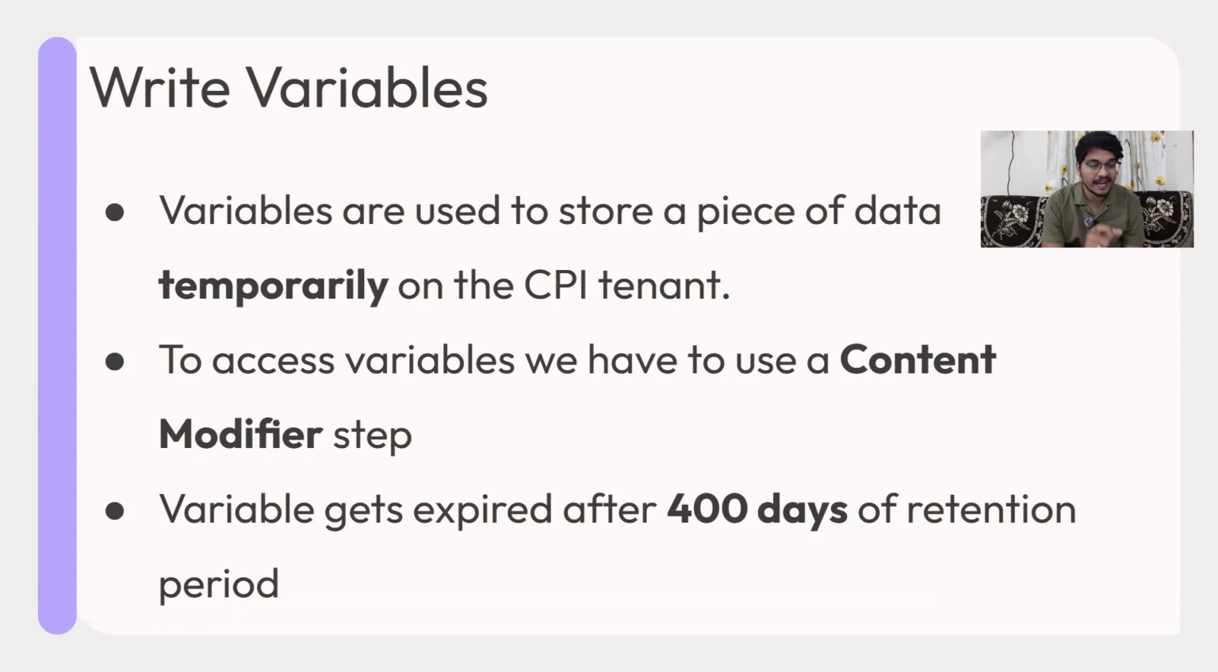To access variables, we have to use a content modifier step, and variables expire after 400 days of retention period. So these are temporary storage units and they get expired after 400 days. Now let's see how to create these variables and how to access them in our iFlows.